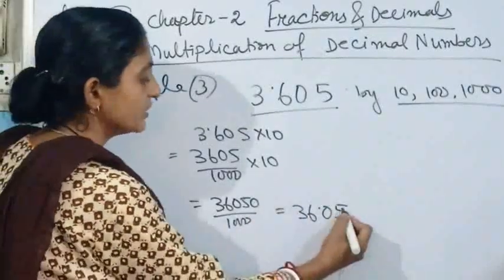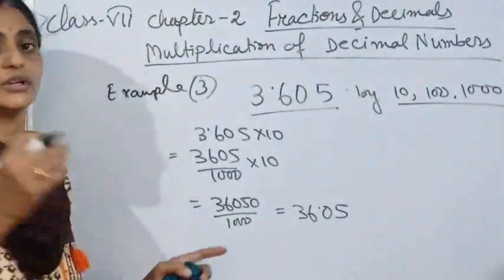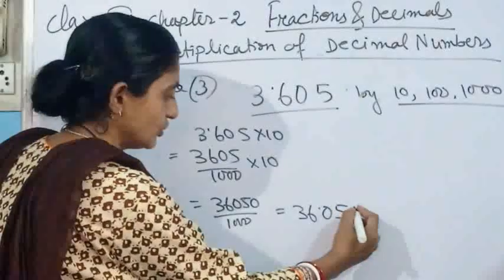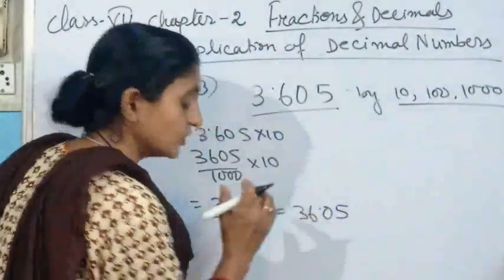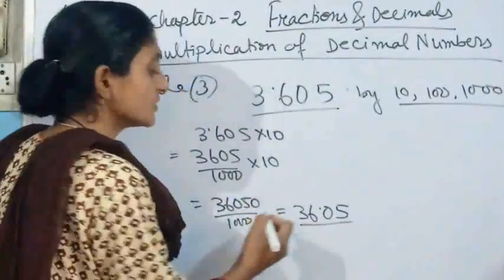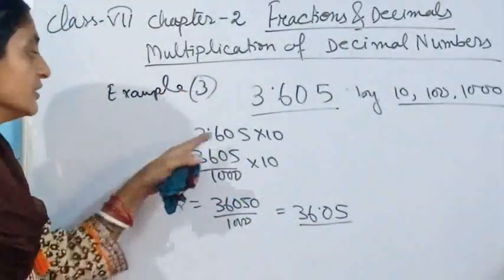The zero coming after the number does not have any meaning. Like here it was like that, but this 0 does not have any meaning, but this 0 has the meaning. So here you are getting 36.05 when you are multiplying this one by 10.